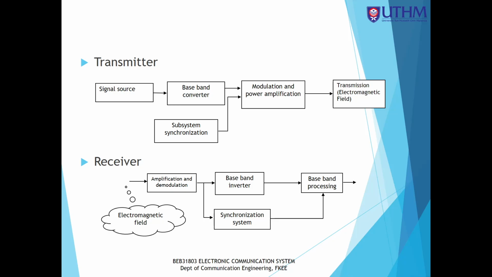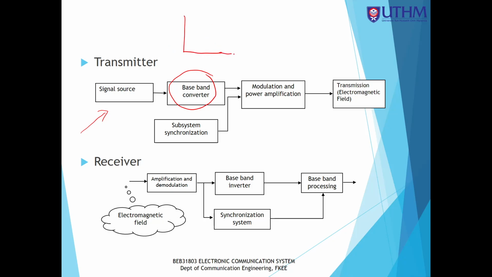Okay, and this is the block diagram of the transmitter and receiver. The first part is the source signal, for example your voice. Once you speak, the transmitter will convert the input signal to a baseband signal. Okay, dia akan convert kepada baseband signal. A baseband signal is a low frequency signal which has the same frequency as your voice. Okay, that is the term baseband.